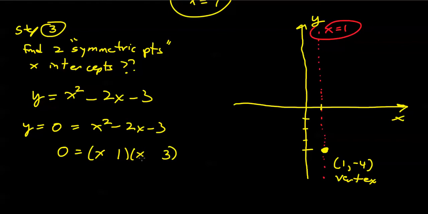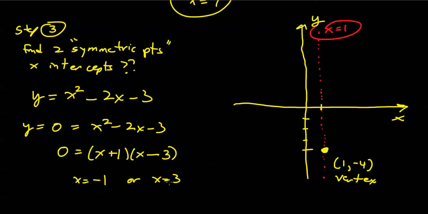Let's see, I'll do x minus 3 times x plus 1. I think that factors it correctly. So I'll get two x-intercepts, two solutions for this equation, x equals minus 1 or x equals positive 3.